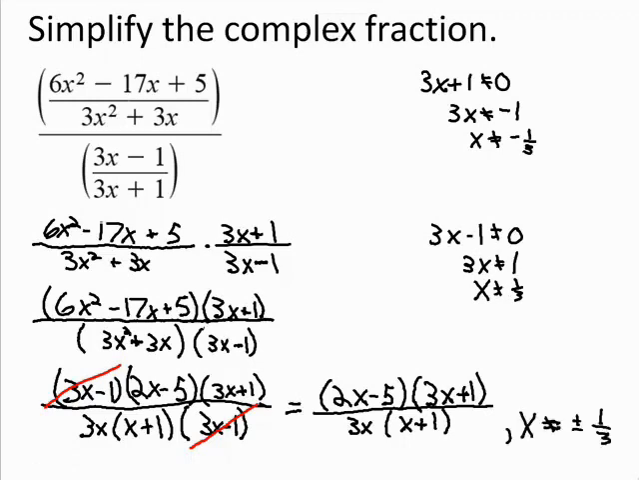So the simplified expression is the quantity 2x minus 5 times the quantity 3x plus 1 divided by 3x times the quantity x plus 1, where x is not equal to positive or negative 1/3.